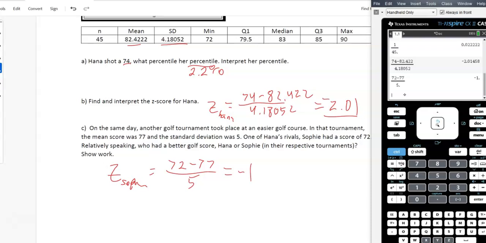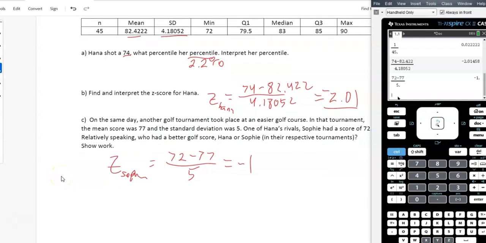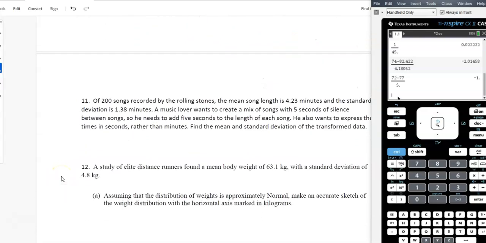By the way, this is negative. I forgot to put that. She was only 1 standard deviation below; Hannah was 2 standard deviations below the mean. So Hannah had the better score in her respective tournament, even though her score wasn't as low as Sophie's score. It must have been a tougher course, and compared to the people she played against, she did better.